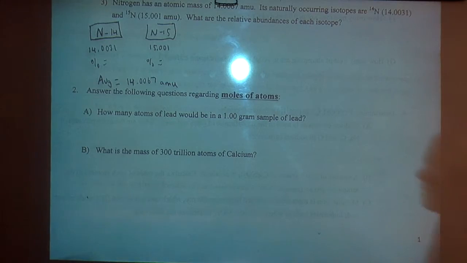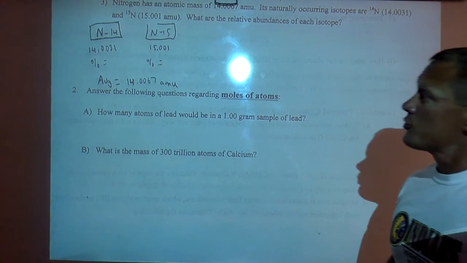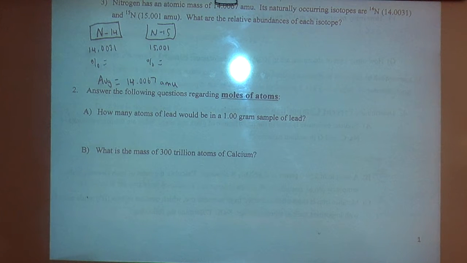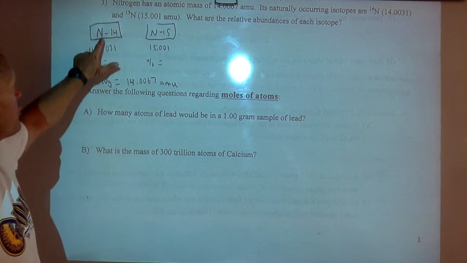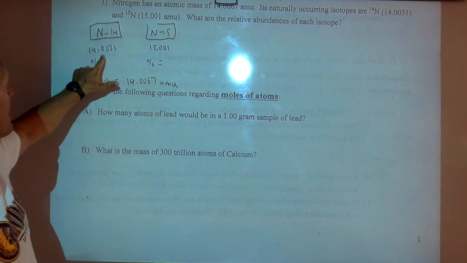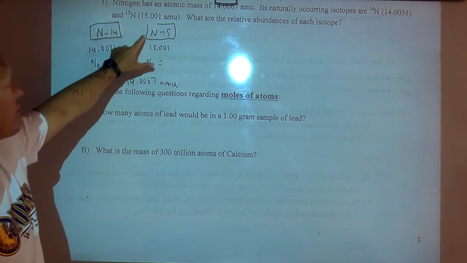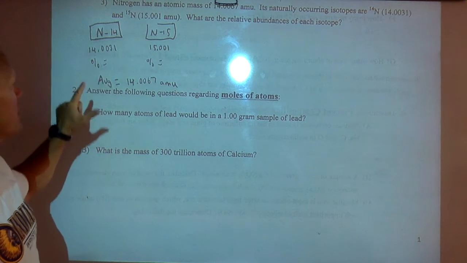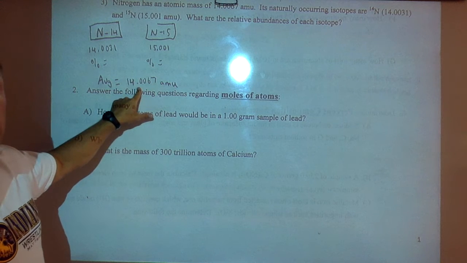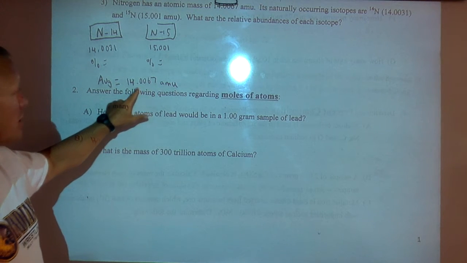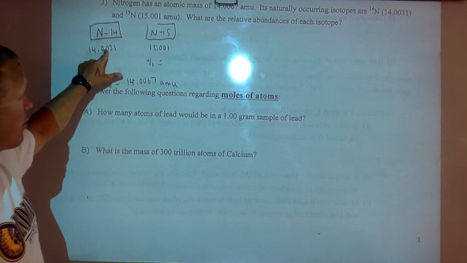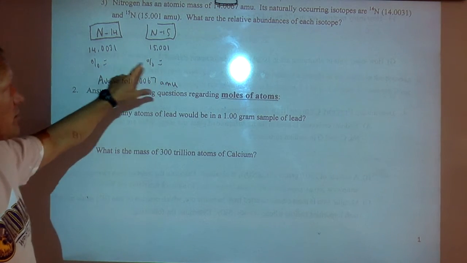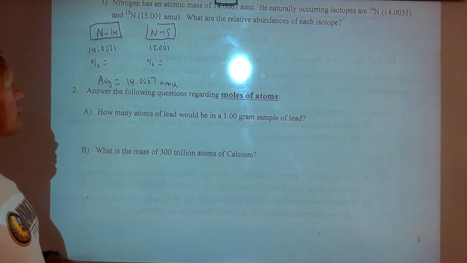So nitrogen has 2 isotopes. Nitrogen 14 has this mass. Nitrogen 15 has that mass. We don't know the percent of either one. Here's the average off the periodic table of all the isotopes of nitrogen in the world. So if you look at this, it's very, very close to that one, not so close to that one. So this must be a much bigger percentage of the isotopes than this one is. So we're going to solve for those.